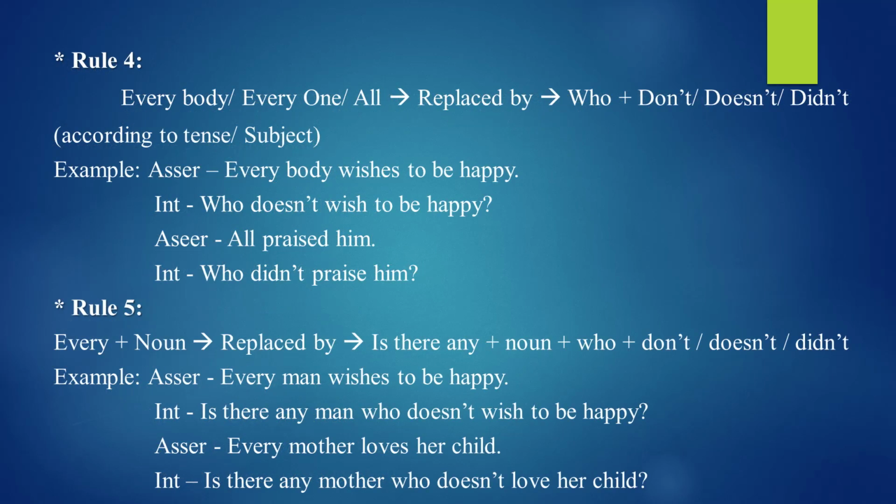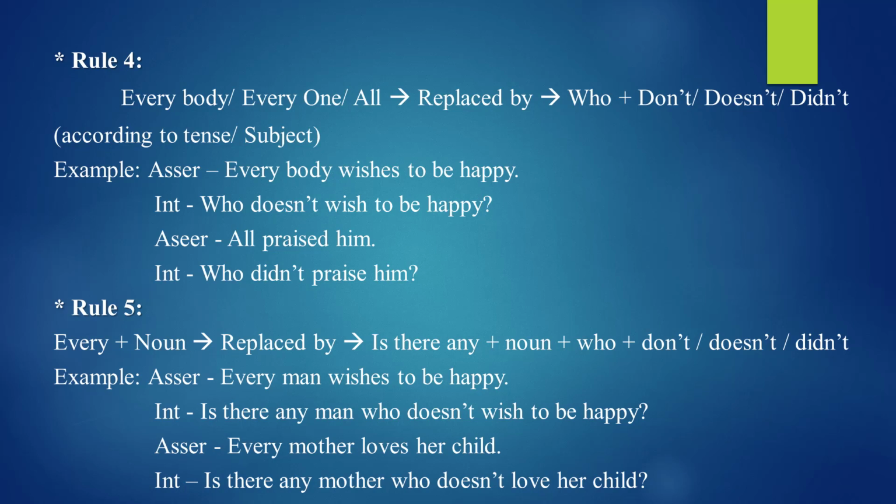Rule 4. Everybody, everyone, all should be replaced by who plus don't or doesn't or didn't, which should be used according to tense and subject. For example, everybody wishes to be happy. Interrogative, who doesn't wish to be happy? All praised him. Interrogative, who didn't praise him?